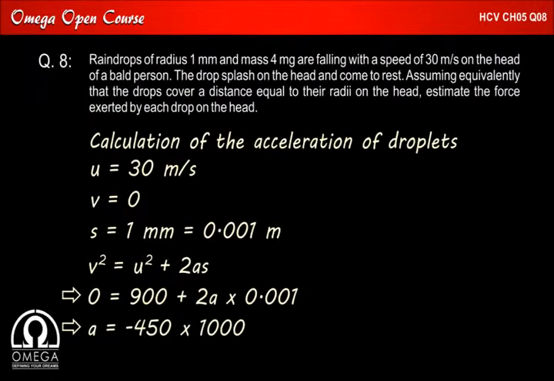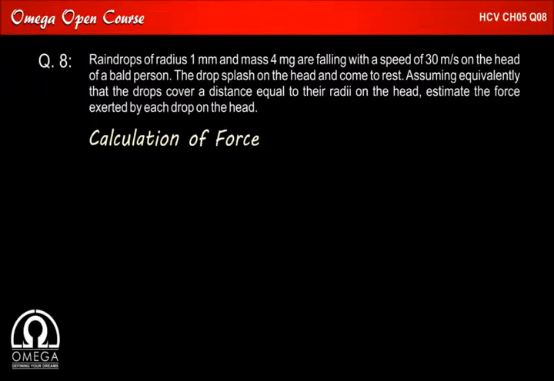Solving, we get acceleration is equal to minus 450 into 1000, that is minus 4.5 into 10 to the power 5 meter per second square. The negative sign here indicates that the force or the acceleration is opposite to the direction of motion.